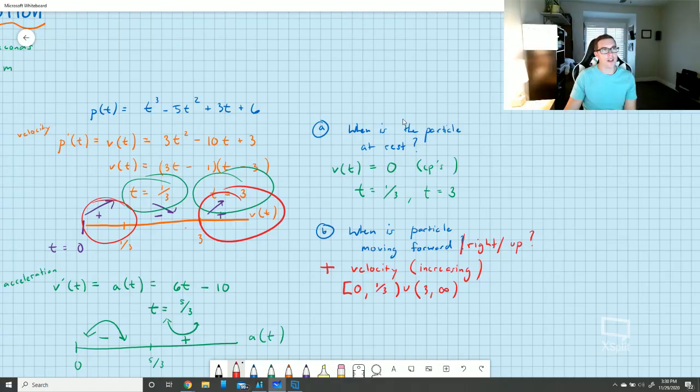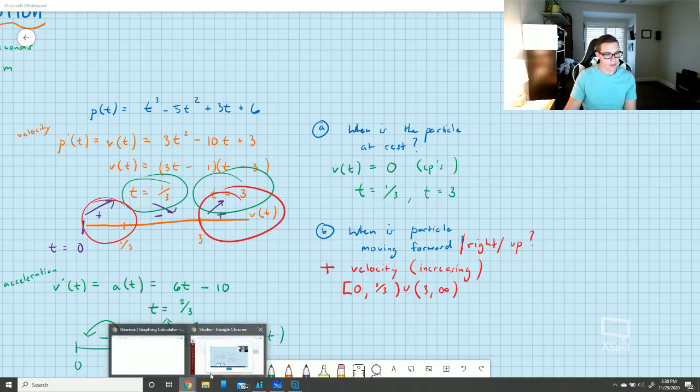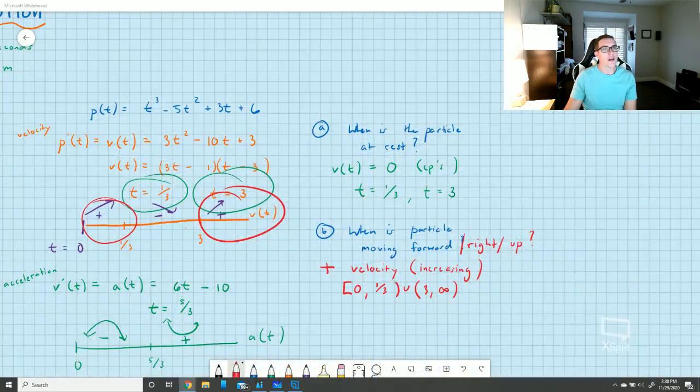Moved forward for a third of a second. Uh-oh. Please tell me this didn't freeze. It looks like it's still working. Okay. Moved forward for a third of a second. Stopped. Moved backwards from 1/3 second to the 3-second mark. And then at the 3-second mark, we moved forward again.